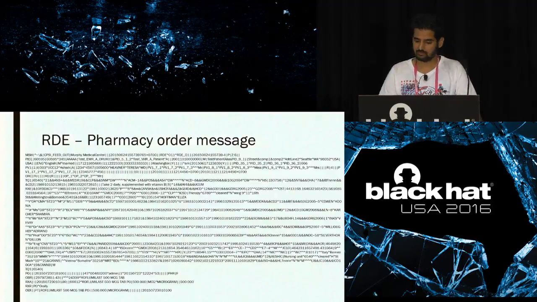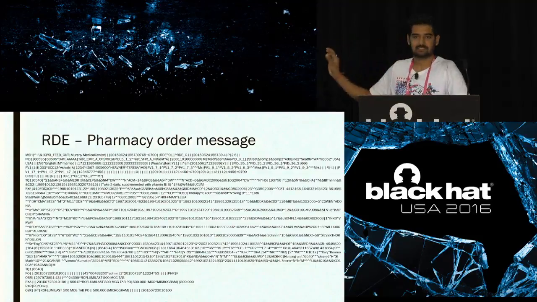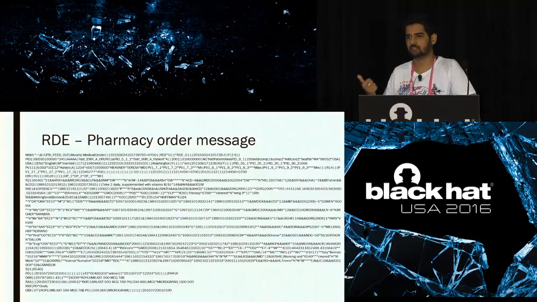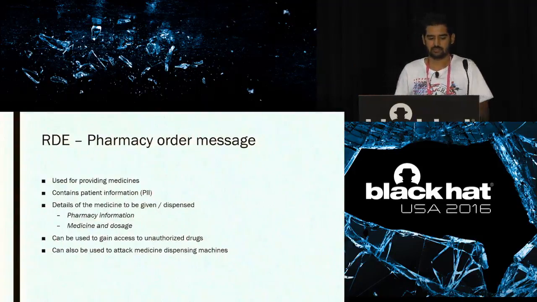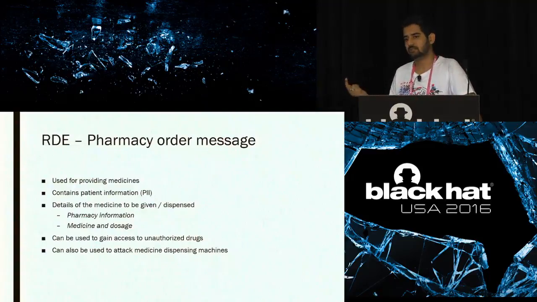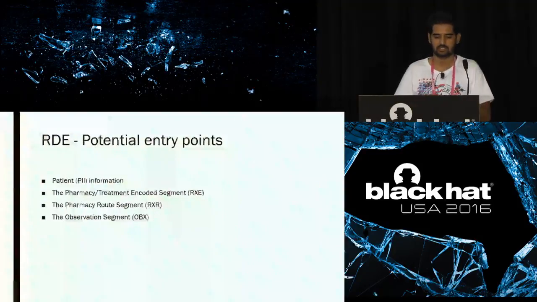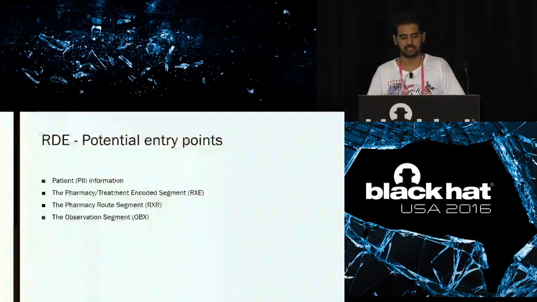All right, so we have another final one. This message is responsible for gaining access to medicine. If you prescribe any drugs, this is the message that is sent. It is used for providing medicines. If you gain access to these messages, you can change the dosage. You can gain access to non-prescribed drugs, change someone else's, harm someone. Again, potential entry points include PII, pharmacy, the root segment, and the observation segment. That is it. That is all you need to know about these messages.